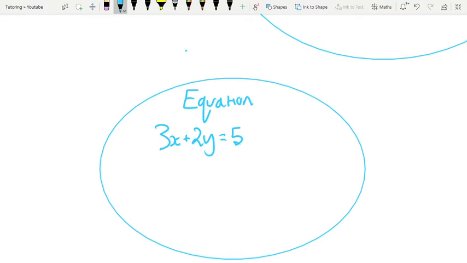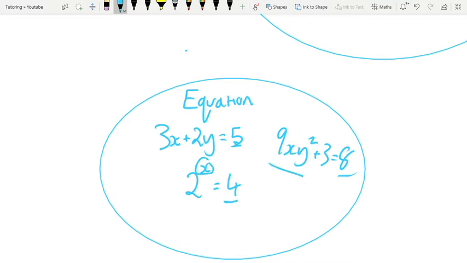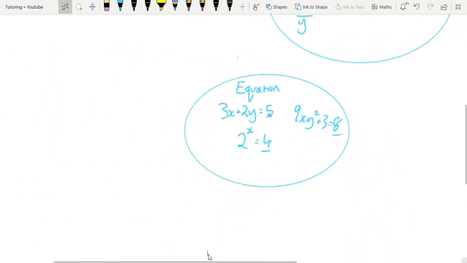So I'll do a few more examples. 2 to the x equals 4 is an equation. 9xy squared plus 3 is 8 is an equation, because they all have values. You often hear the term solve the equation, and that means you're just solving for this missing value, or missing values in other cases. So those are some examples of equations and expressions and terms.